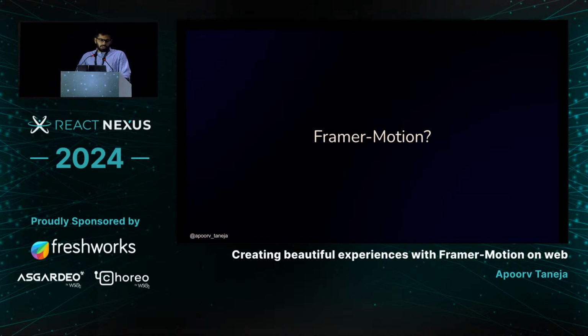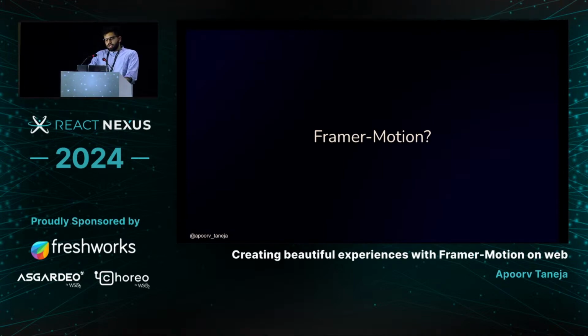So Framer Motion's motion engine is like a hybrid engine. It intelligently figures out that if the JavaScript thread is busy, it can run the animations on the GPU so that it's not blocked for you or for the user. So that's a very good point of Framer Motion.